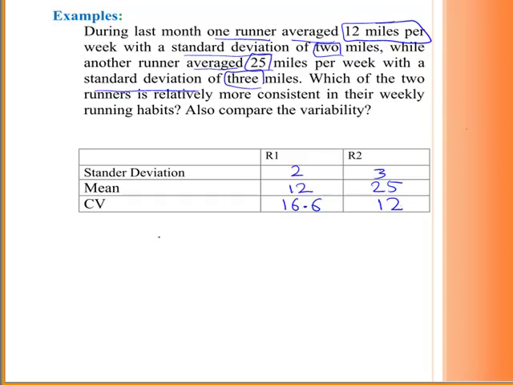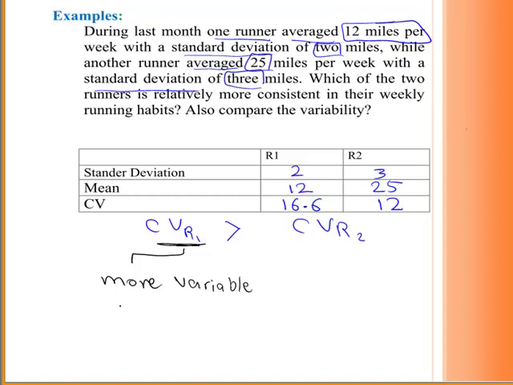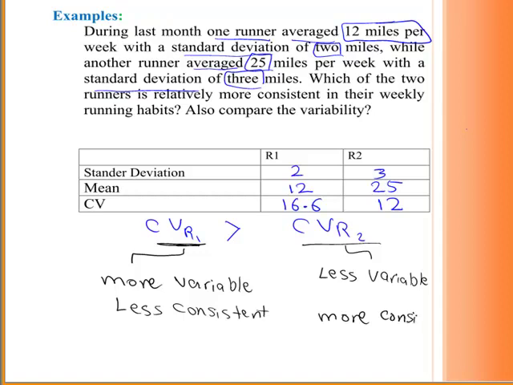As we can notice from the result, CV1 for runner number 1 is greater than the CV of runner number 2, and according to the comment, the data that has a greater CV will be more variable. So I can conclude that runner 1 will be more variable, but less consistent. While for runner number 2, since the value is less than runner number 1, it will be less variable but more consistent. And this depends on which value is greater.